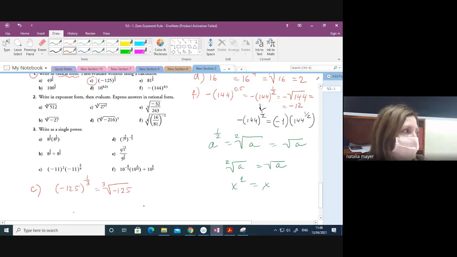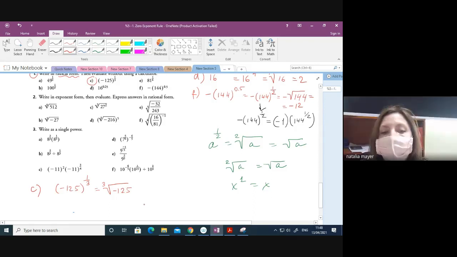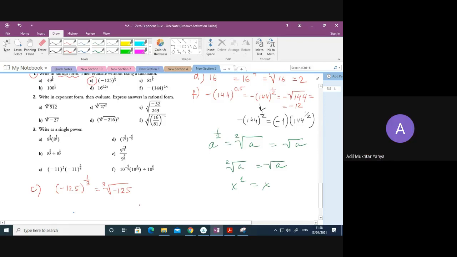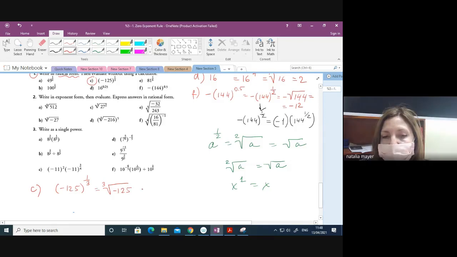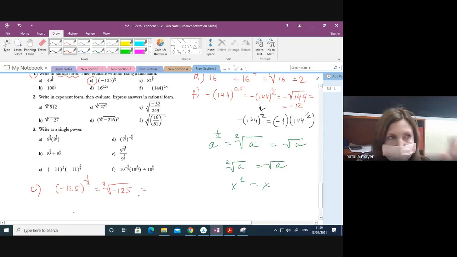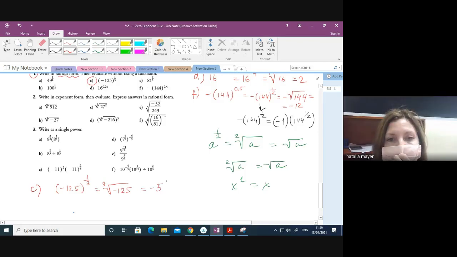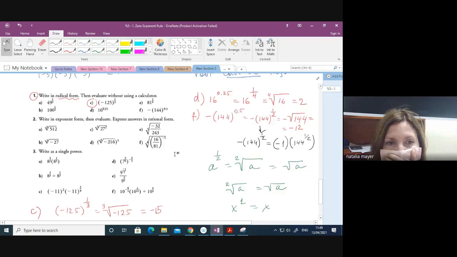Do we have to show this on the test, or can we just do it in the calculator? You will have to know how to do it because there are specific questions where the calculator will not help. So now put this on the calculator, because there are questions where I will be checking that you know how to switch between the radical form and rational exponent. So what's the final answer? Negative 5. Negative 5. Okay.